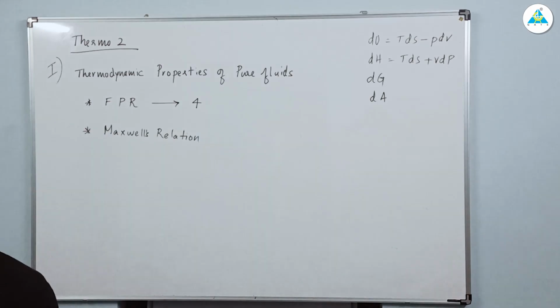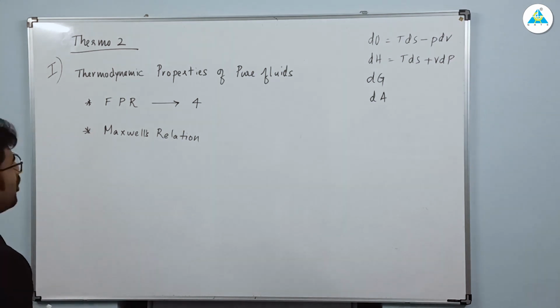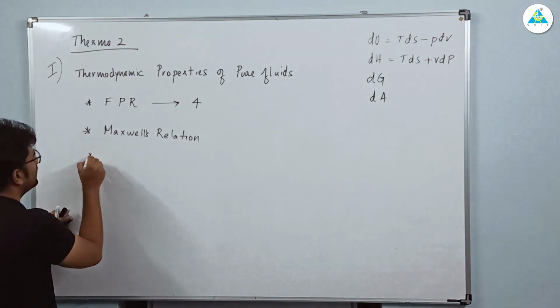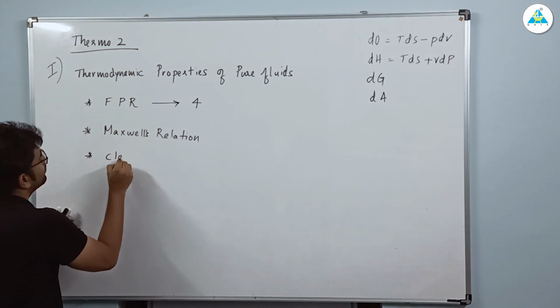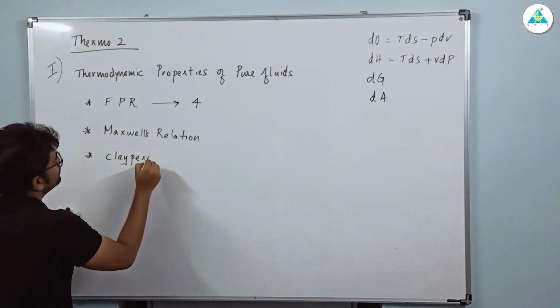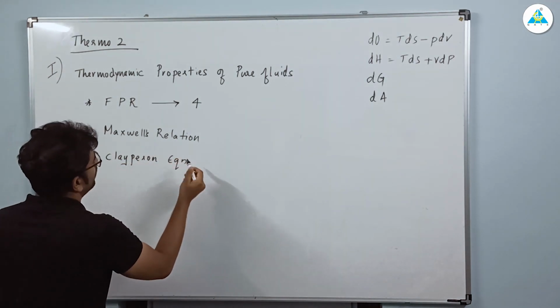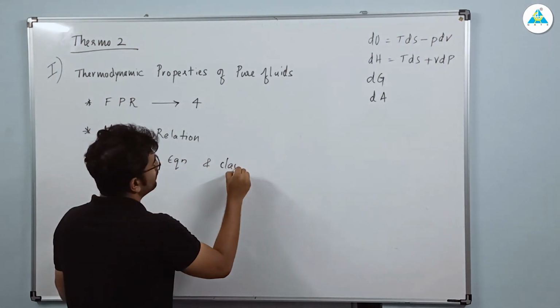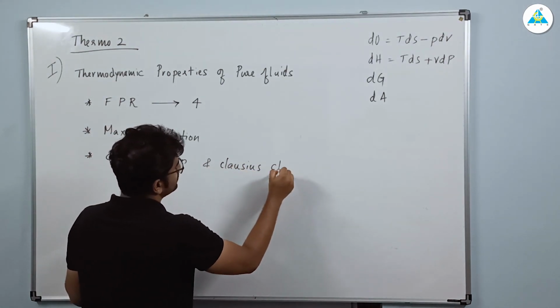ठीक है? So what are the topics? First one is fundamental property relation. You will be having 4 fundamental property relations. Then you will be having Maxwell relation, right? Or they will also say Maxwell equations. The third is, we will say, Clapeyron equation, and also you will be having Clausius-Clapeyron equation.